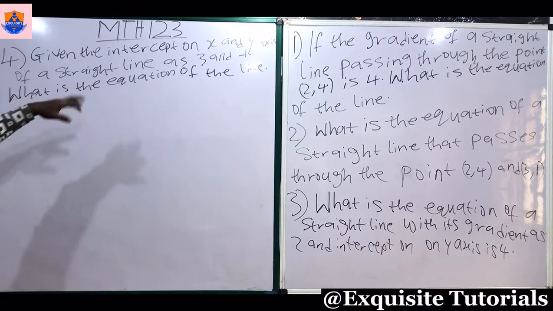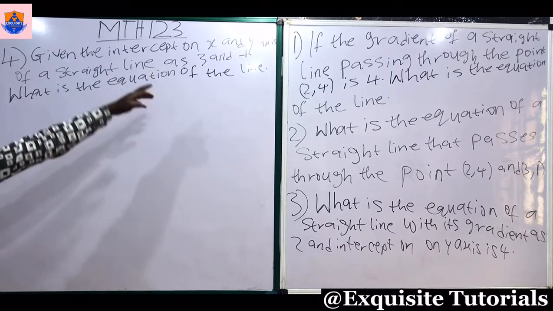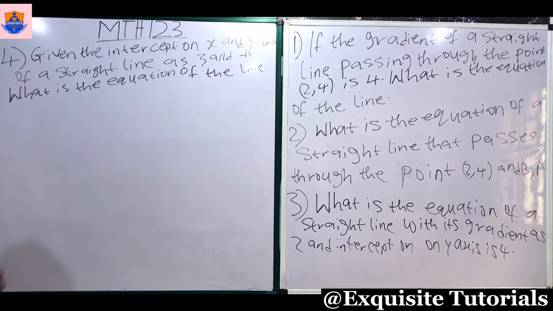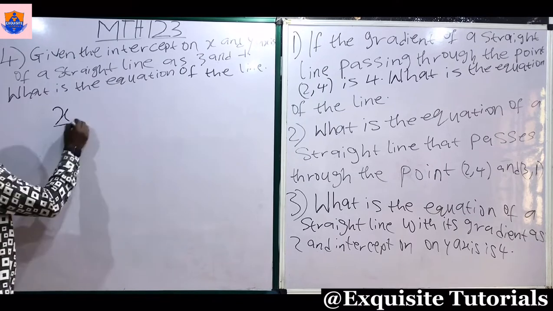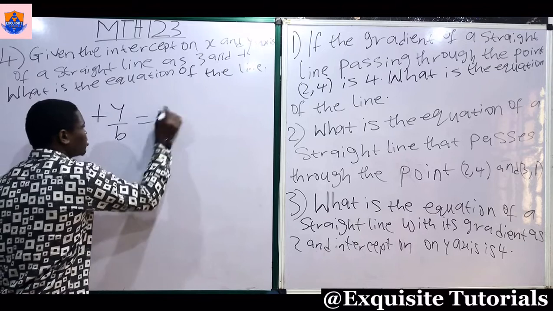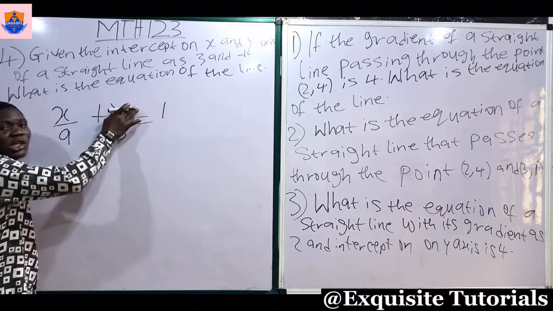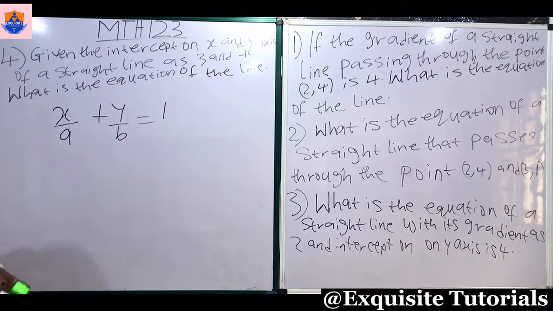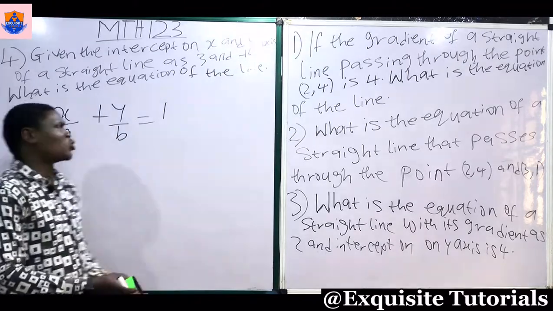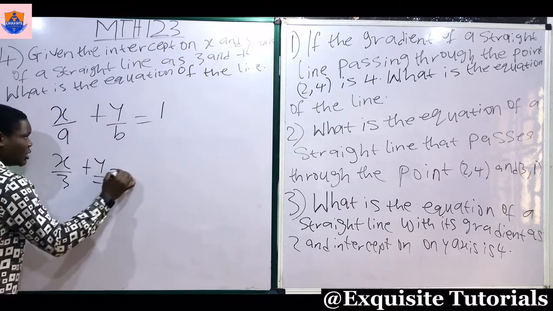For question 4, given the intercepts on the x and y axes of a straight line as 3 and minus 1, what is the equation of the straight line? Very easy. We said that a form of a straight line is x over a plus y over b equals 1, where a is the intercept on the x-axis and b is the intercept on the y-axis. So they gave us the intercept on the x-axis as 3 and the intercept on the y-axis as minus 1. So we have x over 3 plus y over minus 1 equals 1.